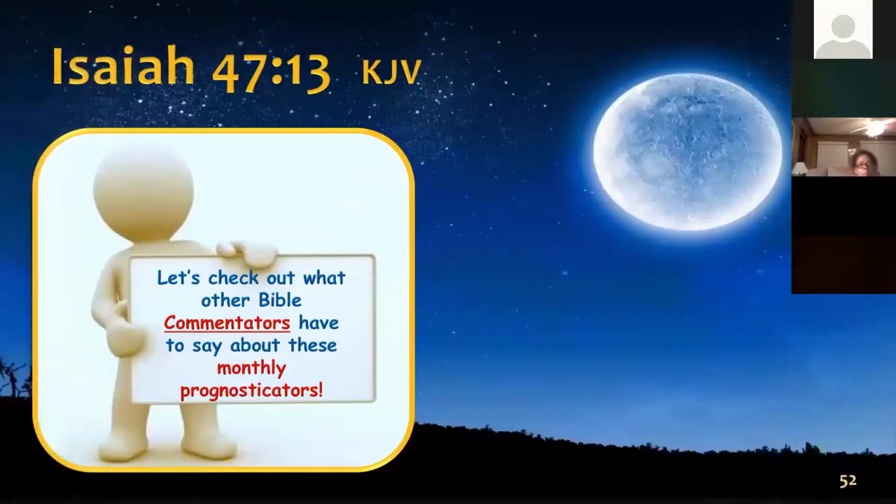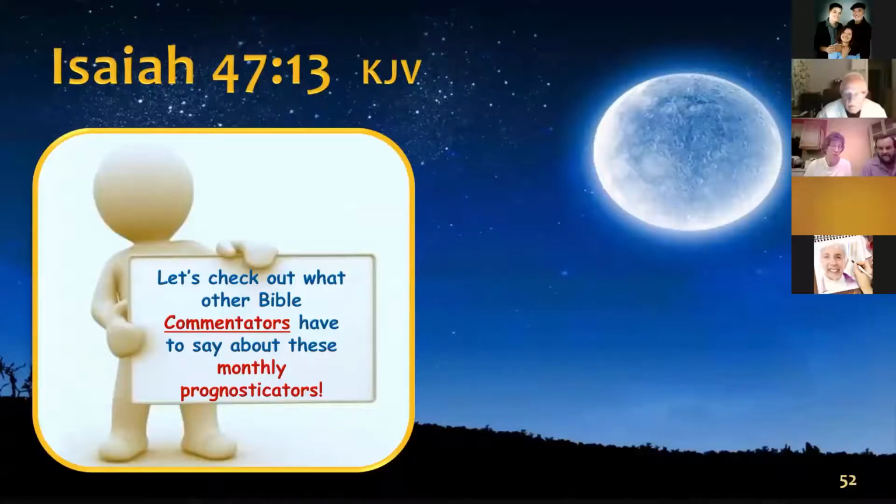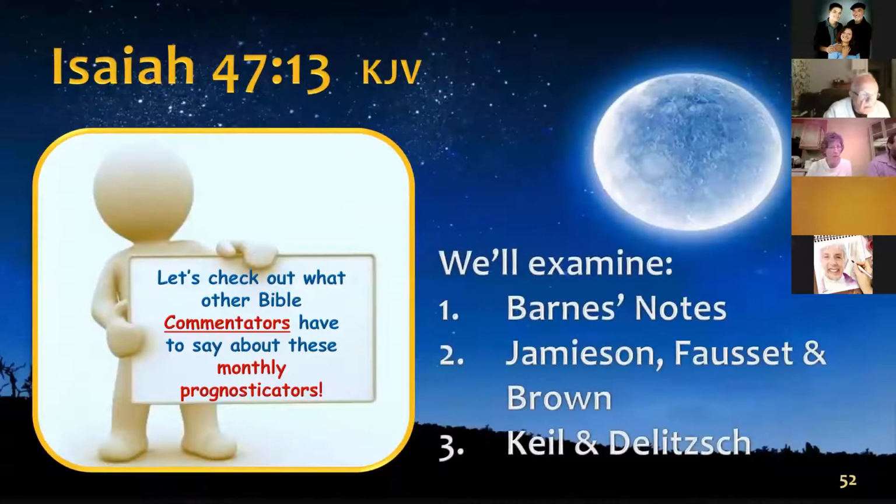Let's check out what some Bible commentators have to say about these monthly prognosticators. And remember, I did not look at this until I had figured out what was happening in the scriptures. After I found those other 10 versions that were saying, oh my goodness, horoscope stuff, I thought, I wonder if the commentators are going to say anything about this. So I went snooping, and we're only going to look at 3. I looked at Barnes' notes, Jamieson, Fausset, and Brown, and Keil and Delitzsch, and, well, Walter's going to tell us how to say this German name. He'll tell us when we get to it.